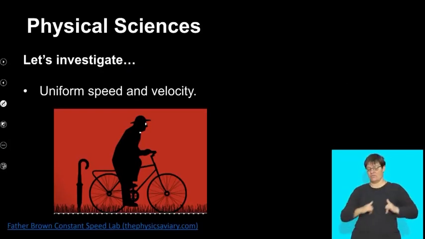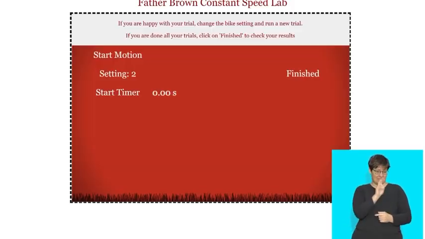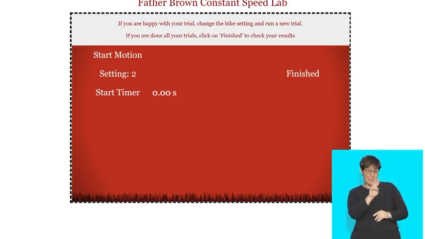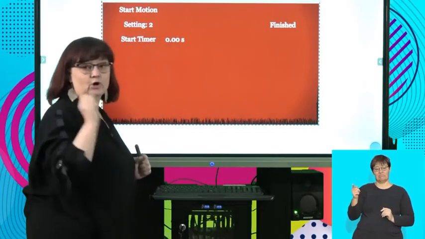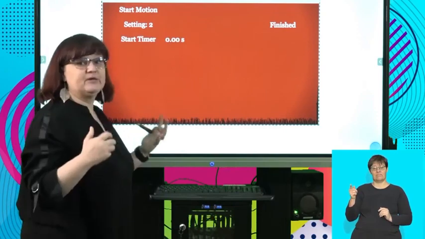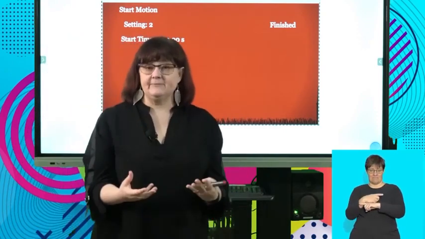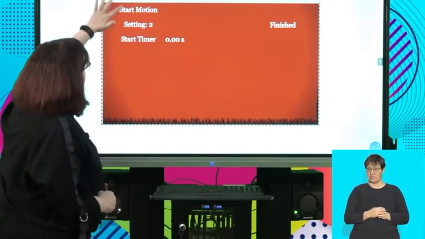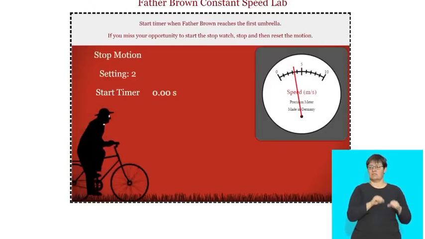So I've got a little animation for you. Here we go. What we're going to see is a person on a bicycle, and we're going to start him moving. What I need you to pay attention to is on the right-hand side of the screen, there's going to be a speedometer. It's simply something that allows us to see how fast he's going. Okay, so I'm going to let him start, and off he goes.